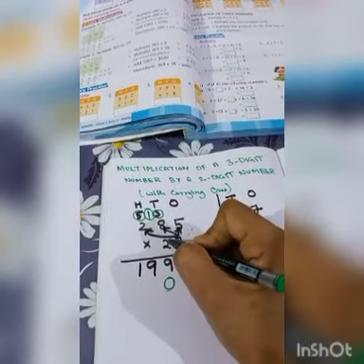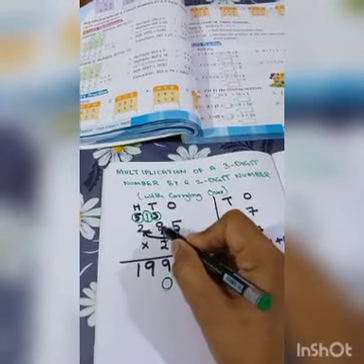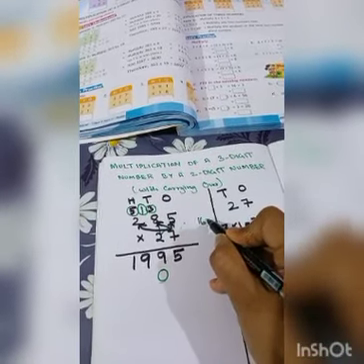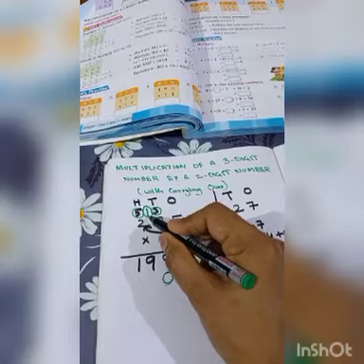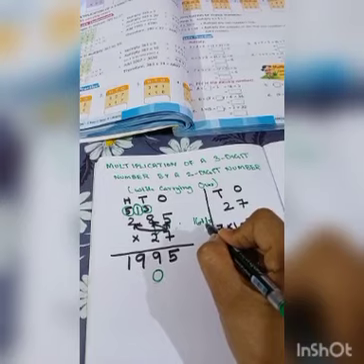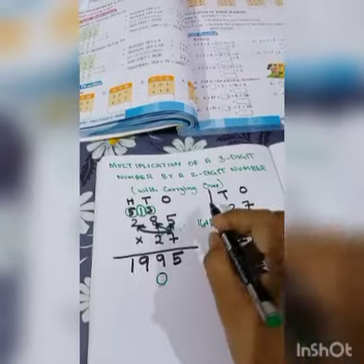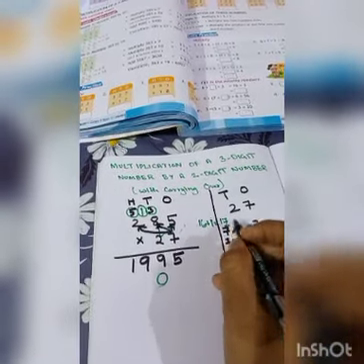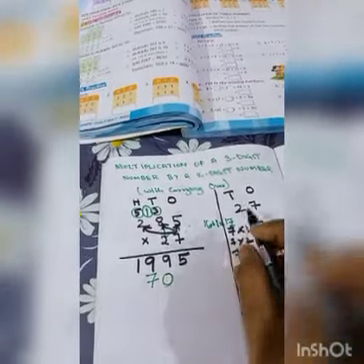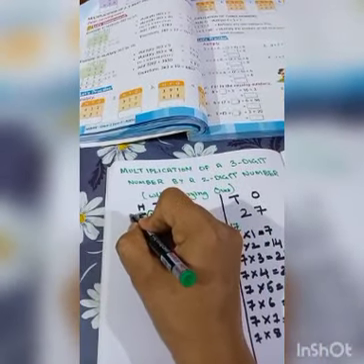Then again 2 into 8. 2 8s are 16. So 16 plus carry. We have carry here, right? So 16 plus 1 is equal to 17. So 17. From that 17, one digit will be taking, that is 7. Okay, and the one which is remaining will be carried forward here.